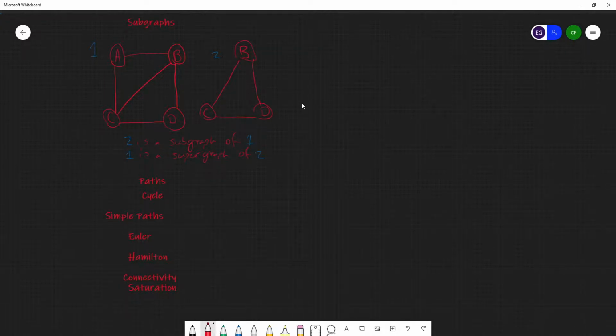Well, we can literally just see by visually looking at this that 2 contains, if we were to put this in a set theory style way, all the pairs in 2 are also contained within 1. So let's write this out as set theory.